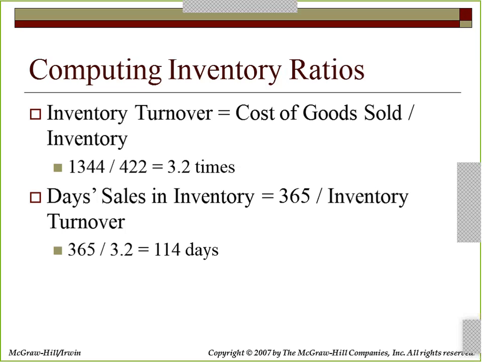The days sales in inventory basically uses the exact same methodology we use for inventory turnover, but we equate it to how many days they have inventory on hand. So you compute the inventory turnover, and then you take that number, the 3.2 times, and you make it the denominator for the next calculation. So you divide 365 days by the inventory turnover, and voila, you've got the number of days inventory typically stays on hand.